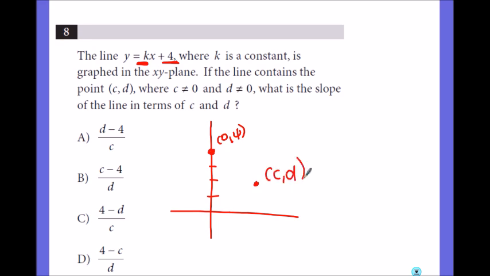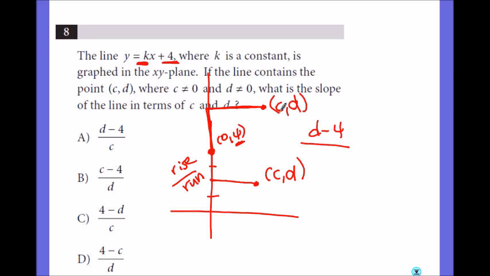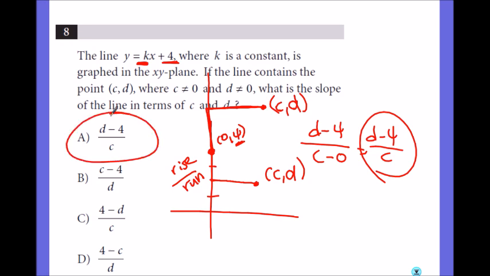Then the slope is what? The rise over run. So actually, to make it easier, it will be better if I have (c, d) above here so I can get the positive numbers, okay? But we can double check with this one too later. So how do you find rise? It will be d minus 4, right? d minus 4 and c minus 0, which is d minus 4 over c. So it must be C.